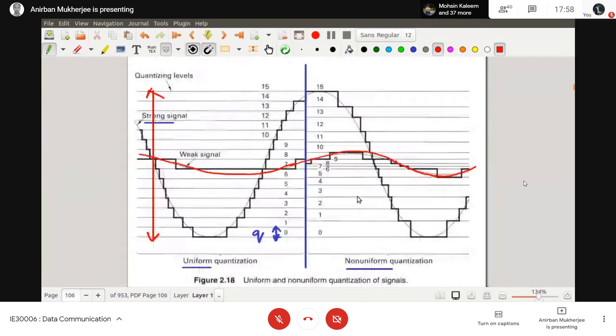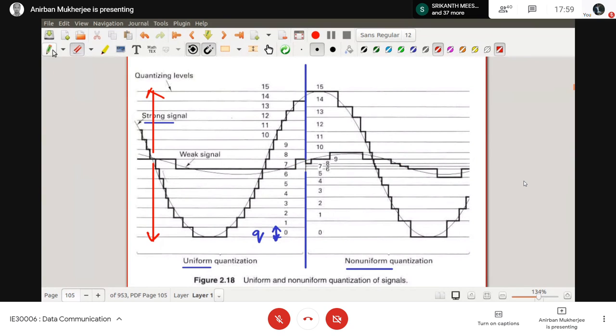Actually, speech signal is like a weak signal; most of the time it is weak. When the levels are fine, your quantization error is also very small. Here Q by 2 is small, but here Q is big, so Q by 2 is also big. Now try to understand: for a strong signal, on this side I am quantizing uniformly, and on this side I am doing non-uniform quantization.